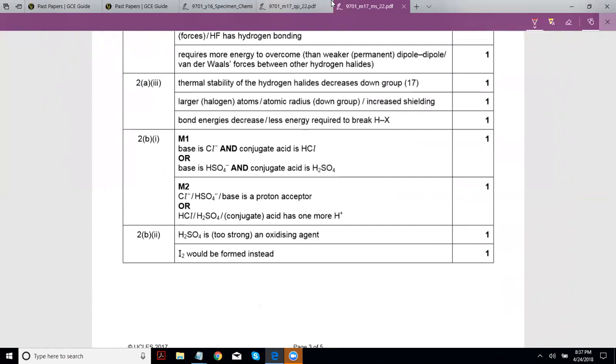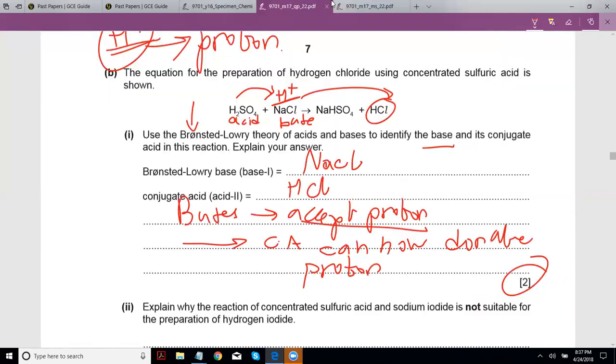So the base is Cl negative only. It's not H positive, and it's not NaCl. Because if you really look at it, who's accepted the H positive? It's only who's accepted the proton. It's only Cl negative. It's not NaCl.